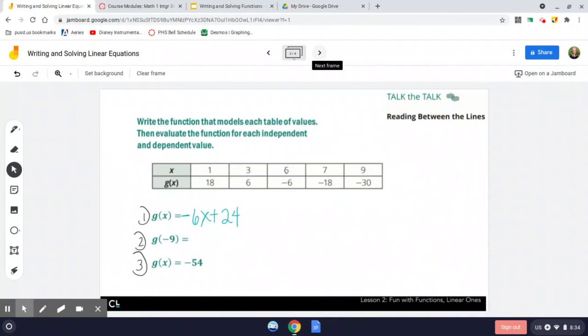Okay. So number 2, it looks like they want us to solve for the output, the dependent variable. They give us g of negative 9. So let's write our equation. And they want us to solve for g of negative 9. What in the world does that mean? It means anywhere we see an x, we're now going to plug in negative 9.